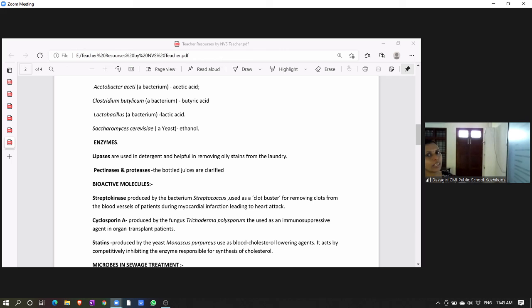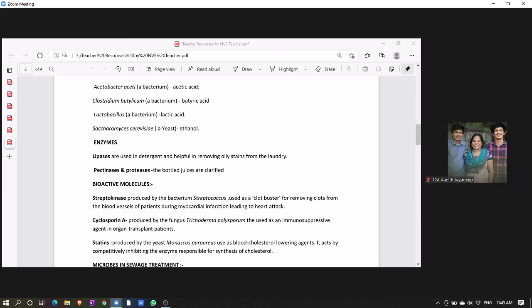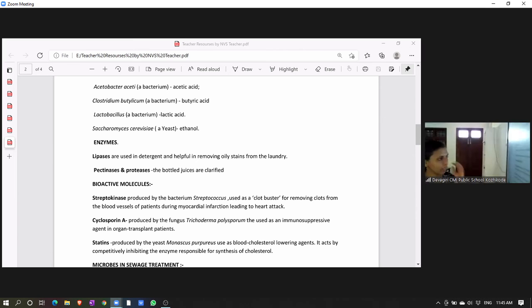So we are using a product produced by a biological agent, a microbe, and that product is used in another biological agent for some treatment purpose. So it is a bioactive molecule, and that could be in the form of an enzyme, any chemical compound, or organic acid, anything it could be.